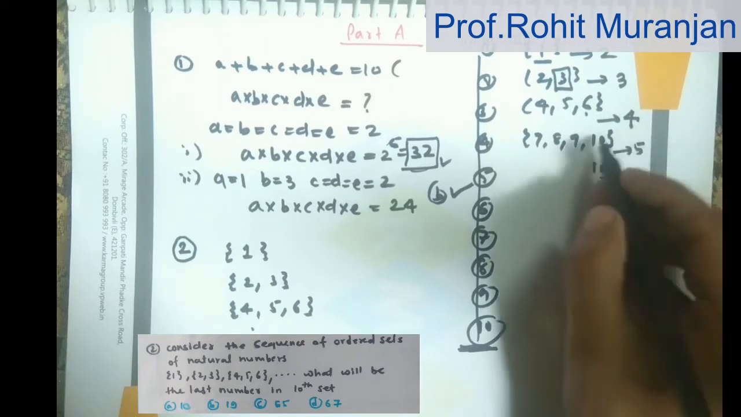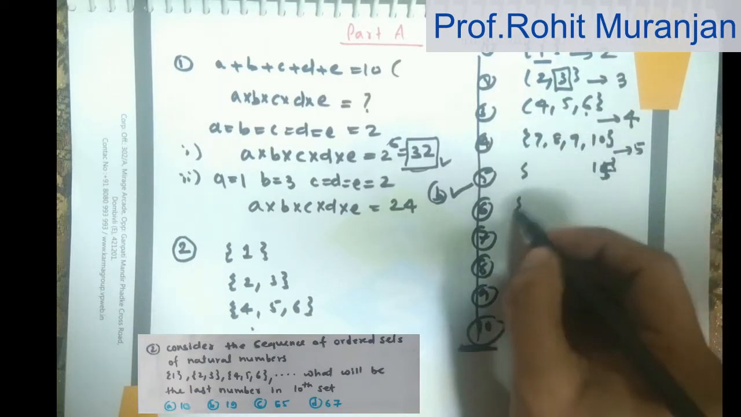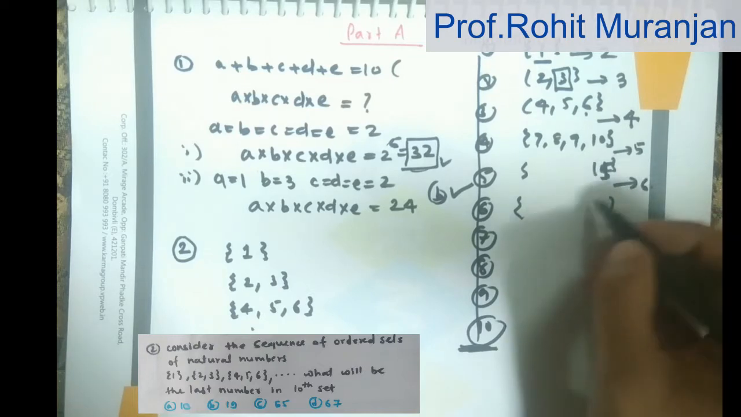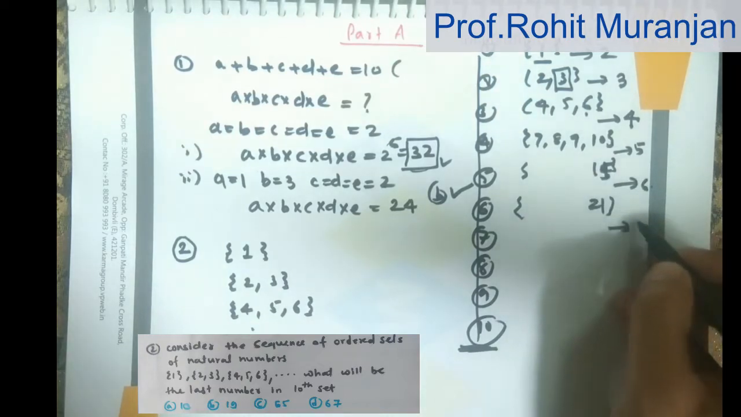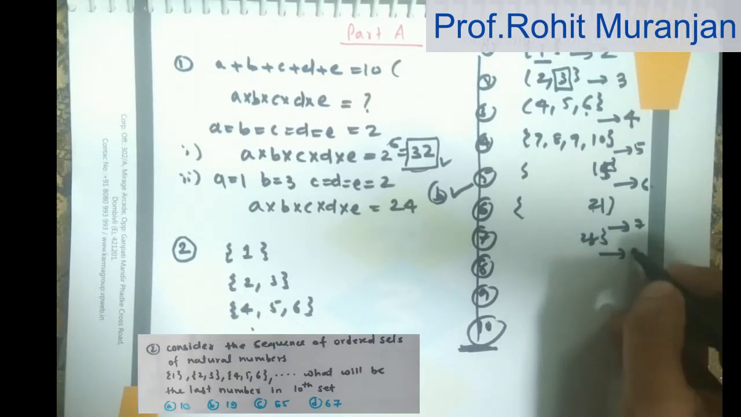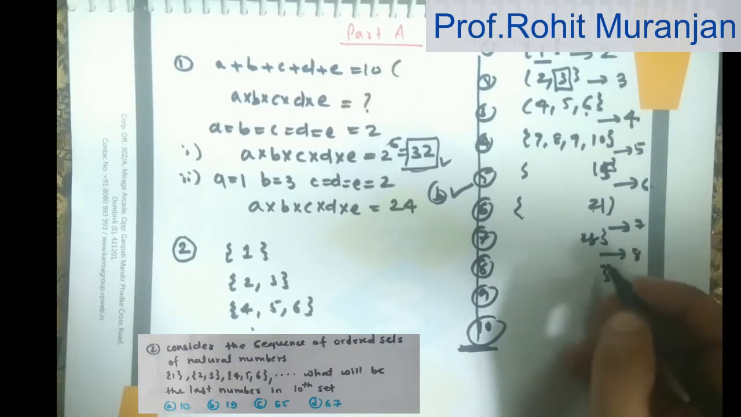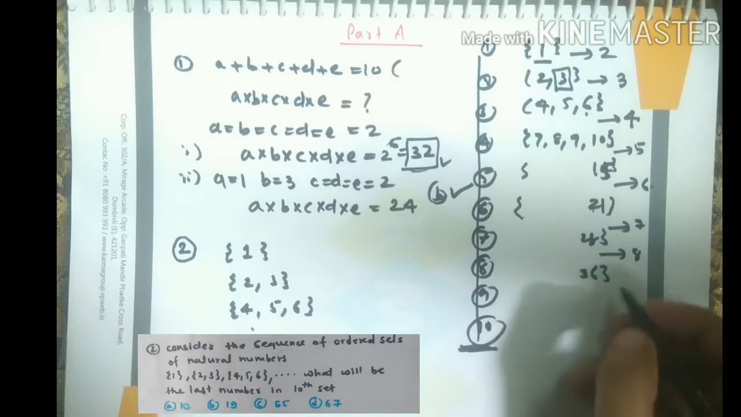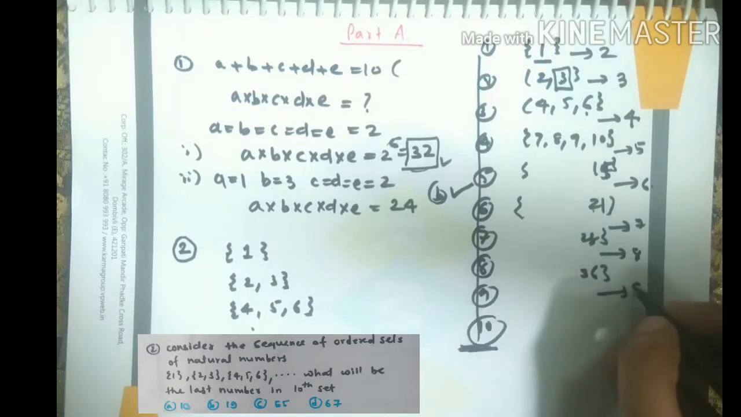Oh, sorry, 15. 10 plus 5 is going to be 15. In the next set, I have to add 6. 15 plus 6, 21. In the next set, I have to add 7. 21 plus 7, 28. In the next set, I have to add 8. 28 plus 8 is going to be 36. Okay. In the 9th set, I am going to add 9.